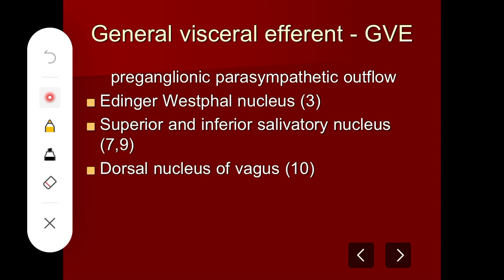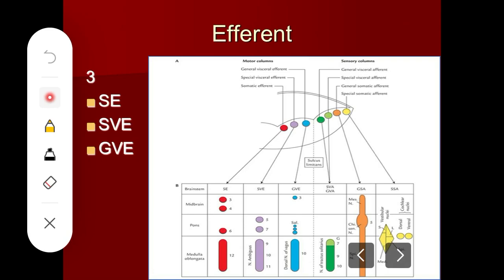Fine. One more nucleus is there, and that is the dorsal nucleus of vagus that gives the parasympathetic outflow to the thoracic and abdominal viscera. So now it's very simple. GVE, what are they? Edinger-Westphal nucleus, superior and inferior salivatory nucleus, very close to the superior salivatory nucleus the lacrimatory nucleus also of the 7th, and then you find the dorsal nucleus of vagus. So with that, we have finished the different columns of efferent.